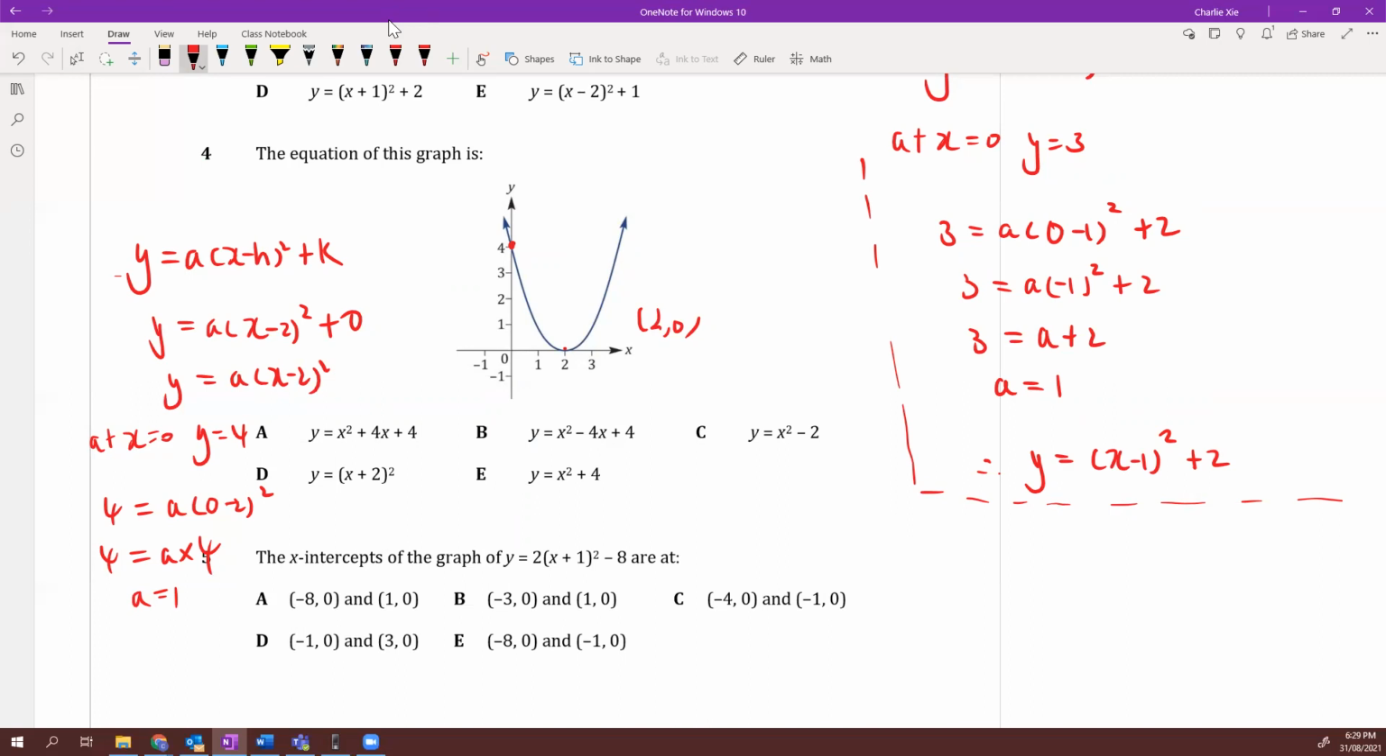Okay. So therefore, your answer is y equals (x minus 2) squared. All right. And you look at your options A, B, C, D, and E. The closest one is this one, but watch carefully. This is not (x minus 2) squared, this is (x plus 2) squared. So you could just expand it: x squared minus 2 times 2x, 4x, plus 4. So the answer is B.